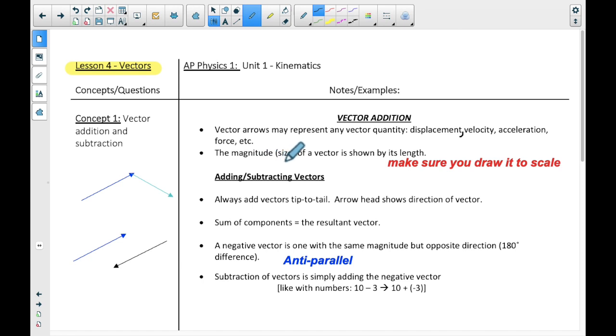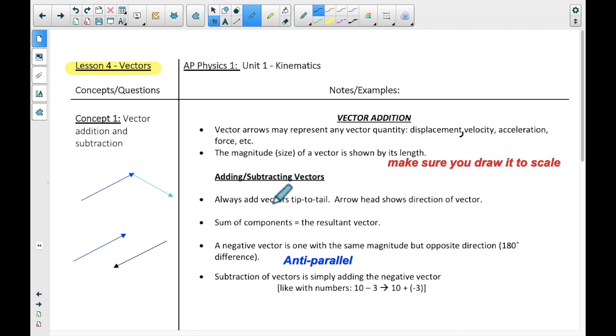The magnitude or size of a vector is shown by its length. And so make sure you draw it to scale, because if you don't, your answers can get a little confusing. If you do draw it to scale, you can check your answer off of your diagram and make sure they look the same. And so it's helpful to draw it to scale. Okay, when we add or subtract vectors, which we will be doing quite a bit of in this class, here are some things you have to do.